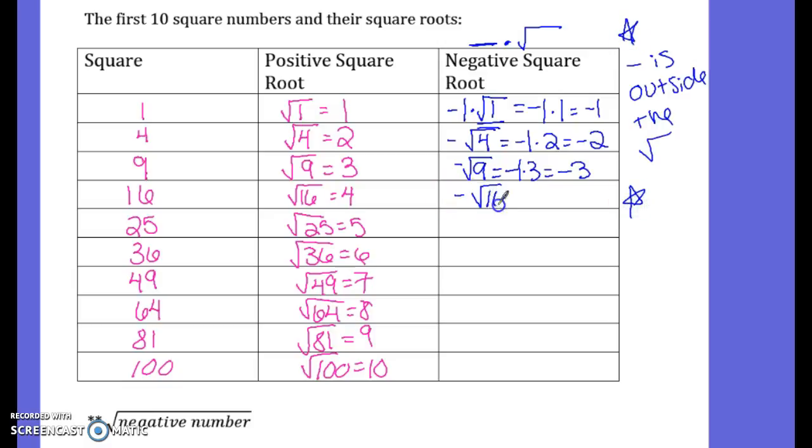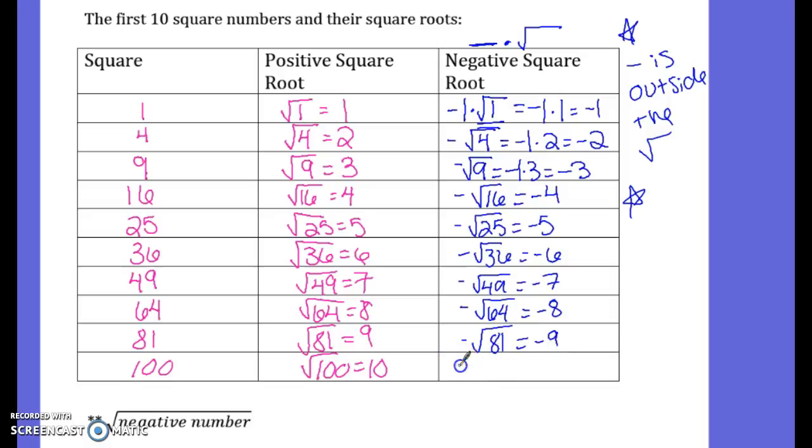Negative the square root of 16. Now let's follow the pattern. It's going to be negative 4. Negative square root of 25 is negative 5. Negative the square root of 36, you got it, negative 6. Negative the square root of 49, negative 7. Negative the square root of 64 is negative 8. Negative the square root of 81 is negative 9. And last but not least, negative the square root of 100 is negative 10.